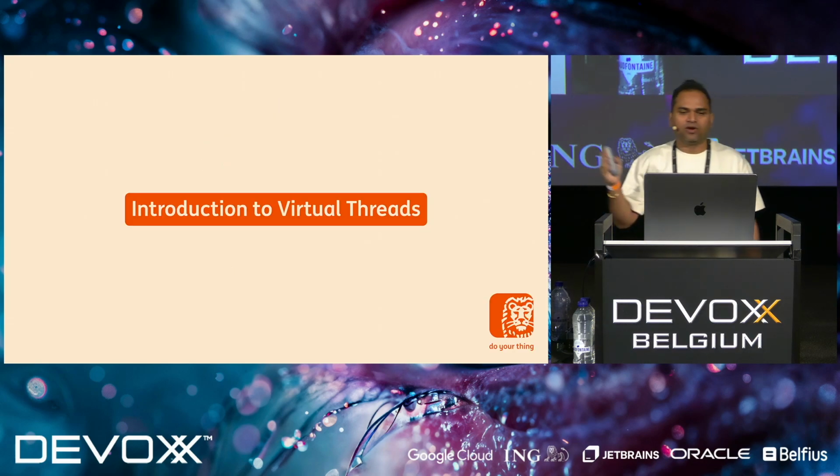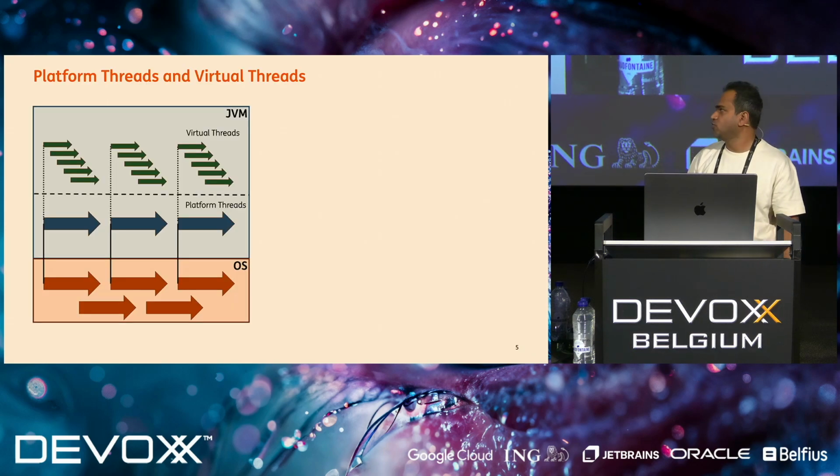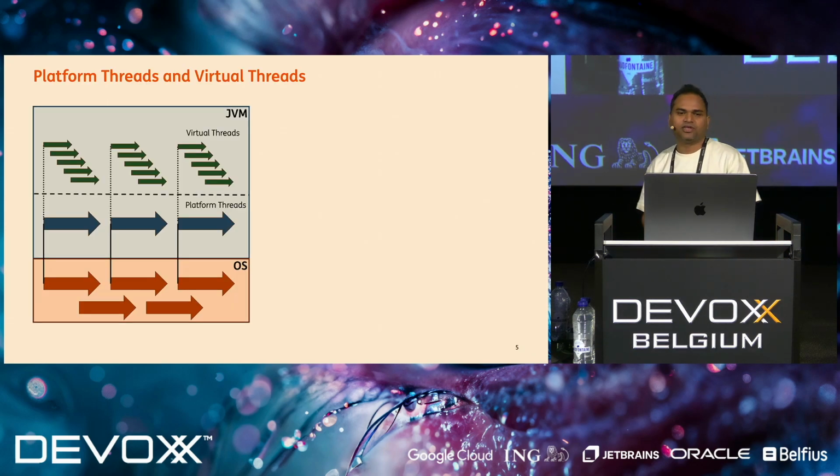Okay, let's start with part 1, which is the introduction to virtual threads. So what we see here in this picture is an instance of JVM, which is running on some operating system. The JVM has a bunch of virtual threads, also a few platform threads, and the OS has some OS threads. Now, let's start with platform threads.